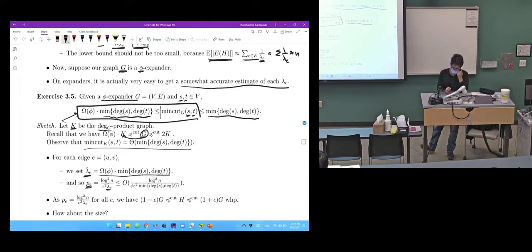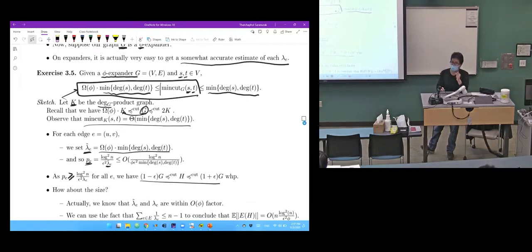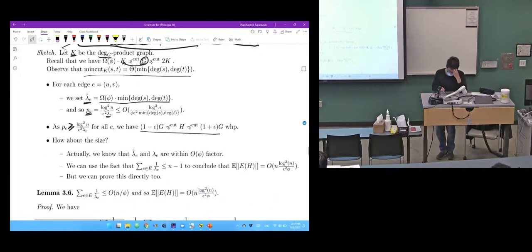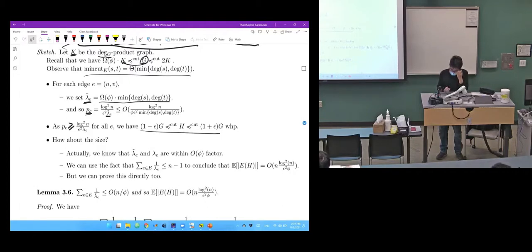And now, because p_e is greater than this threshold, you get that H will be cut equivalent to G with high probability, just by the theorem that we didn't prove. How about the size? The size is going to be basically the same but off by a phi factor, because we might increase the probability compared to the previous algorithm by a factor of phi.